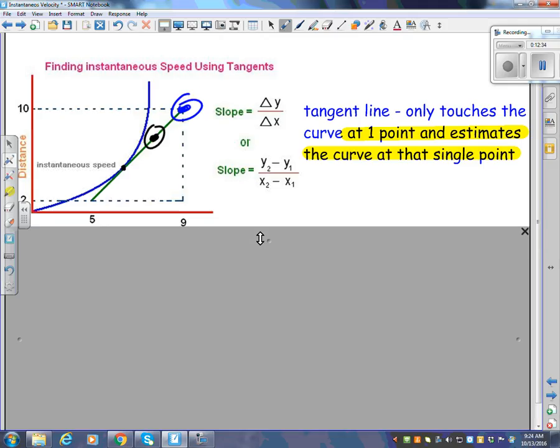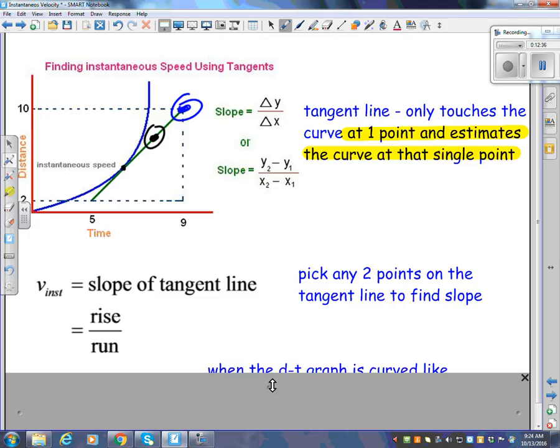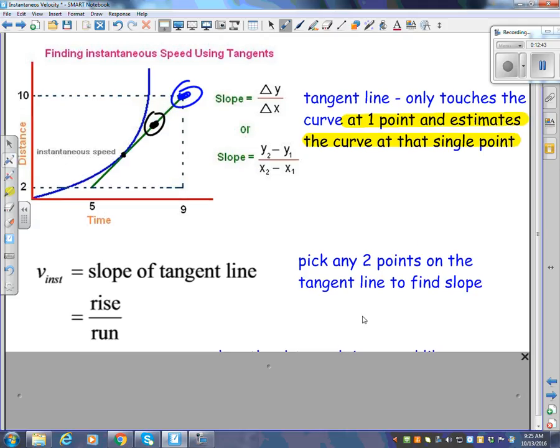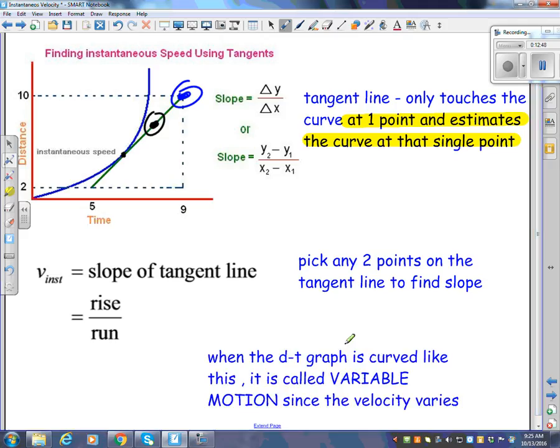Okay, let's see what's under here. Pick any 2 points on the tangent line to find slope. You have that written down already. And V inst is the slope of the tangent line. And again, rise over run. There were a few people that were still confused about slope on the last test. y2 minus y1 all over x2 minus x1. You have to be able to do slope.